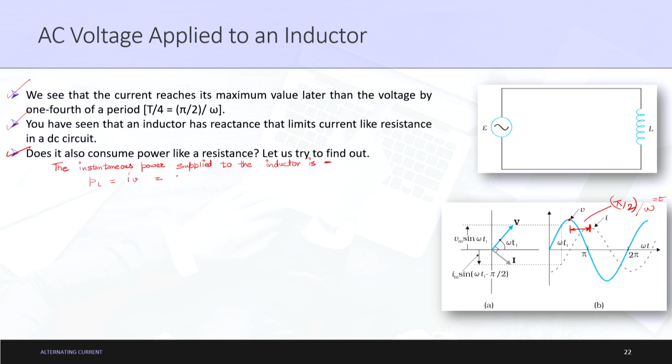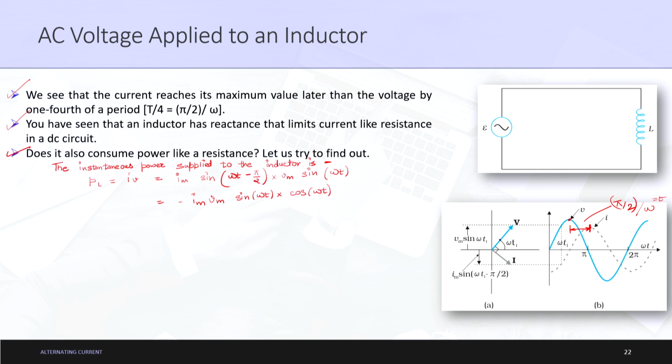That is nothing but equal to, what is the value of I we obtained? The value of I is Im sine of omega t minus pi by 2, and Vm was originally assumed as Vm sine omega t, correct. So in place of sine of omega t minus pi by 2 we can write minus cos omega t. So it is minus Im Vm sine of omega t into cos of omega t, correct.